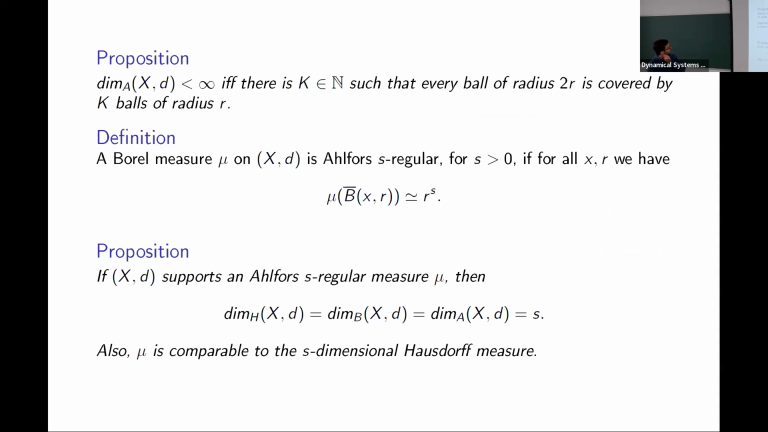Now, one observation is about this Schwarz dimension that I haven't really defined. I can define it if you want, but think of it like this. It is finite whenever there is a constant k, so that every ball in your metric space of radius 2r can be covered by k balls of radius r. It's a doubling condition.